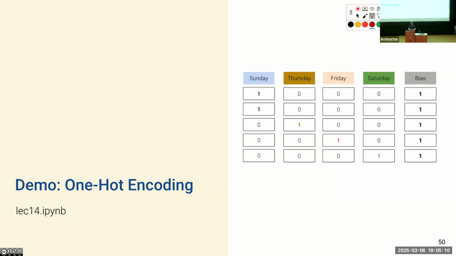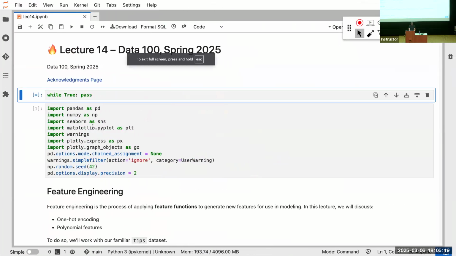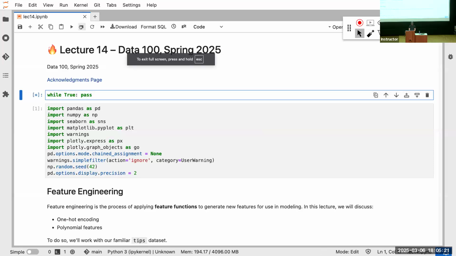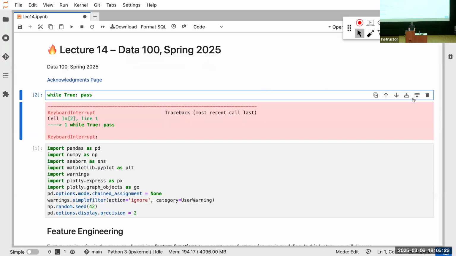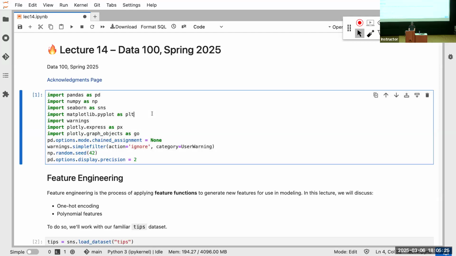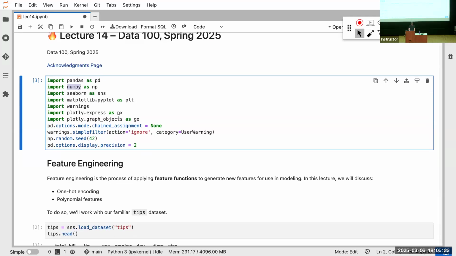Let's do a demo. One hot encoding. There's more to the demo than just one hot encoding, but that's all I'm going to cover in the live lecture today. So let's go do some one hot encoding in Python. All right. So as usual, import some stuff. Pandas, NumPy. The thing that's really going to help us is scikit-learn. Scikit-learn is the thing that's going to allow us to do this one hot encoding today.